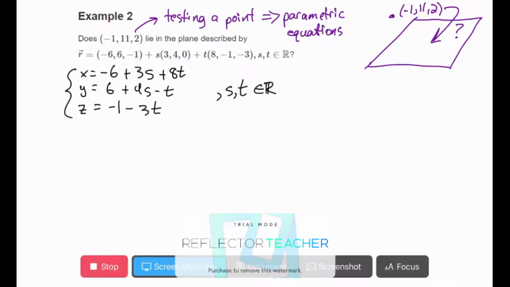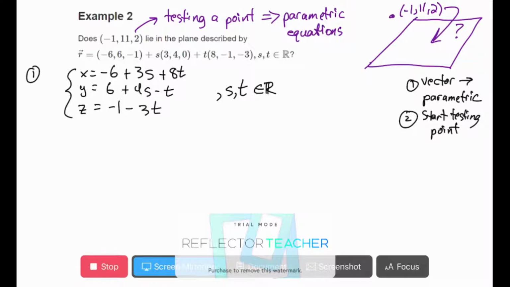Let's start by testing our point. Let's see if I can find room to keep track of my steps here. So the first step I did was go from vector form of my plane to parametric. Next, I'm going to start by testing my point. Step 2, we are testing -1, 11, 2.